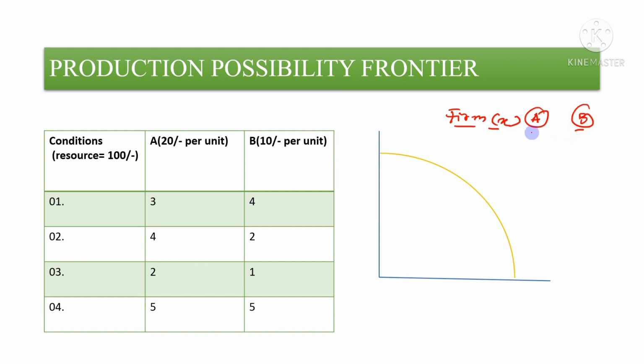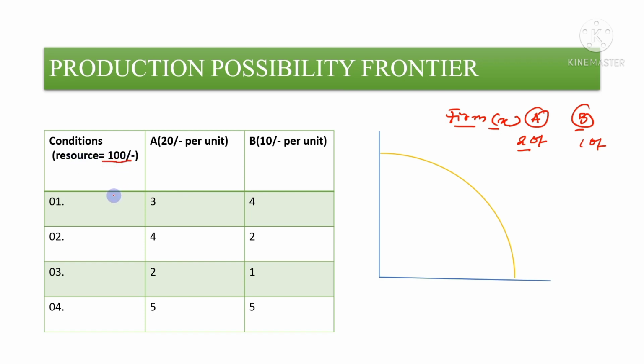If they produce product A, it will cost rupees 20 per unit of product A and rupees 10 per unit of product B. Suppose they are in the first condition; we will take up four examples to understand the production possibility frontier in depth. Suppose in the first condition they are opting for 3 units of A and 4 units of B. They have a total resource of rupees 100 with them.